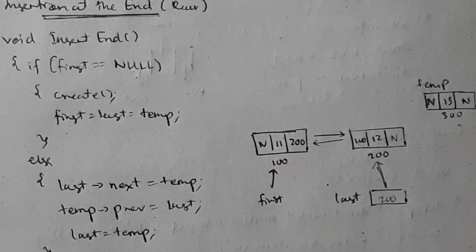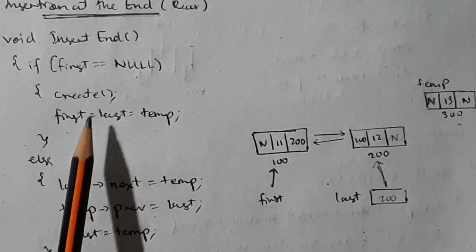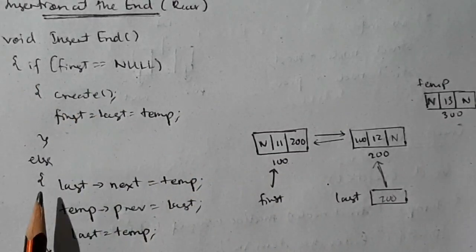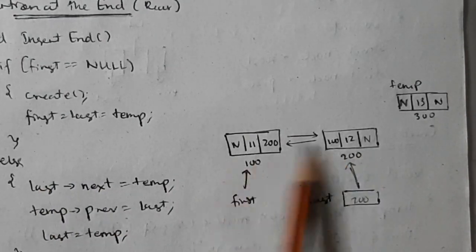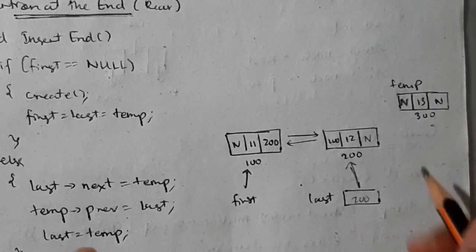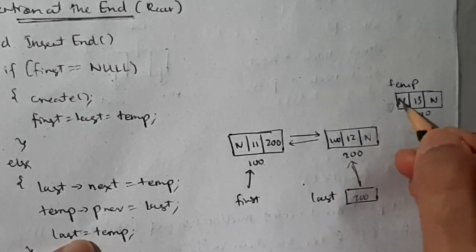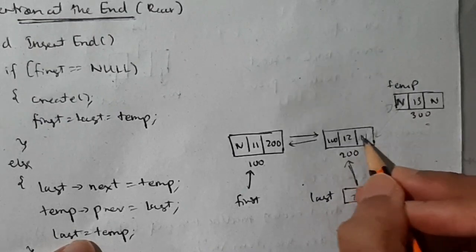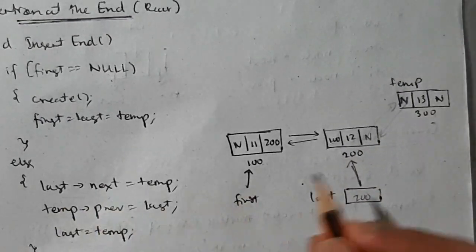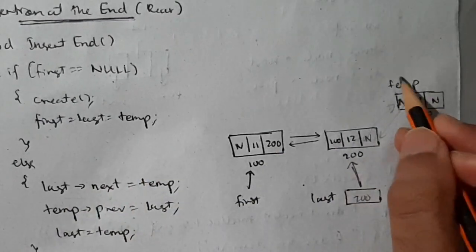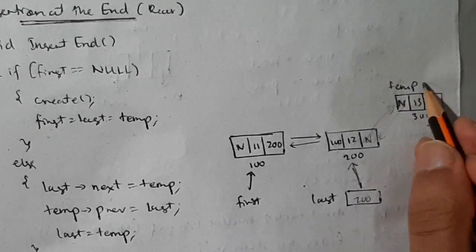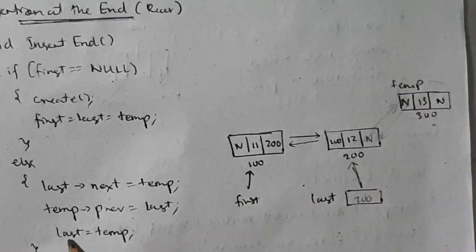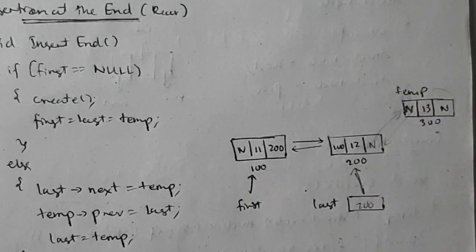For insertion at the end, you will do the same thing. If the first is null, you will create and assign first and last to the temp. Else, see, make this drawing, it will be very easy. Then you have these nodes. Suppose you have to insert this node, what changes do you have to make? You have to make this point to this and this point to this. What is this here? Last arrow next, right? Last arrow next is equal to temp, and temp arrow prev is equal to last, right? So this will point to this, and since last node is this, now last will be pointed to temp, so last is equal to temp. For all programs you try this way, you can write the code on your own.